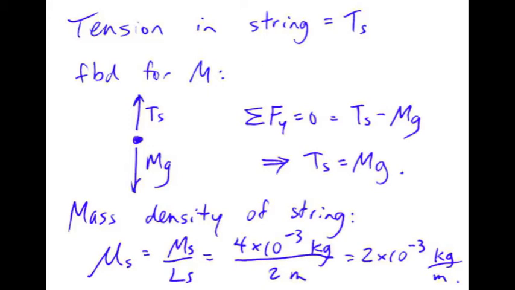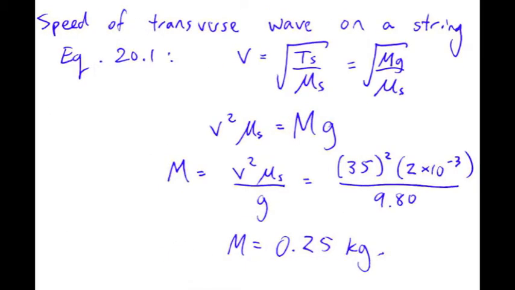The total mass was 4 grams, which is 4 times 10 to the minus 3 kilograms, divided by 2 meters long. That gives 2 times 10 to the minus 3 kilograms per meter. Continuing down the solutions, we use equation 20.1. That's the speed of transverse waves on a string equals the square root of the tension divided by mu sub s. We have both of those: Mg divided by mu sub s. Solving that for capital M, we get M equals v squared times mu sub s divided by g. So it's 35 squared times 2 times 10 to the minus 3 kilograms per meter. This is all in SI units, divided by 9.8 meters per second squared. That gives a mass of 0.2 kilograms, which is answer B.